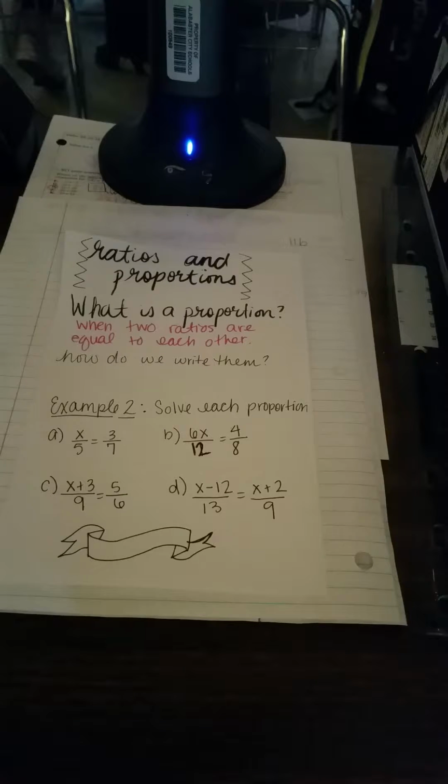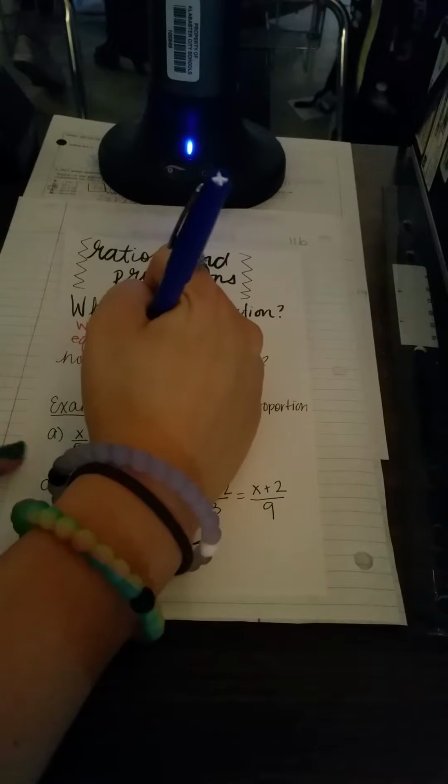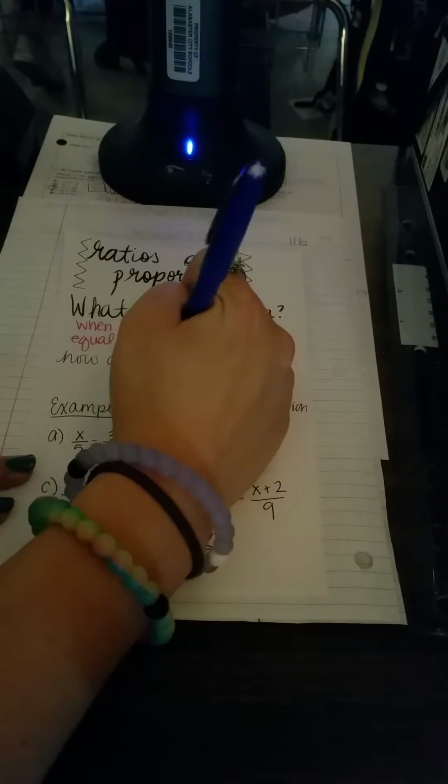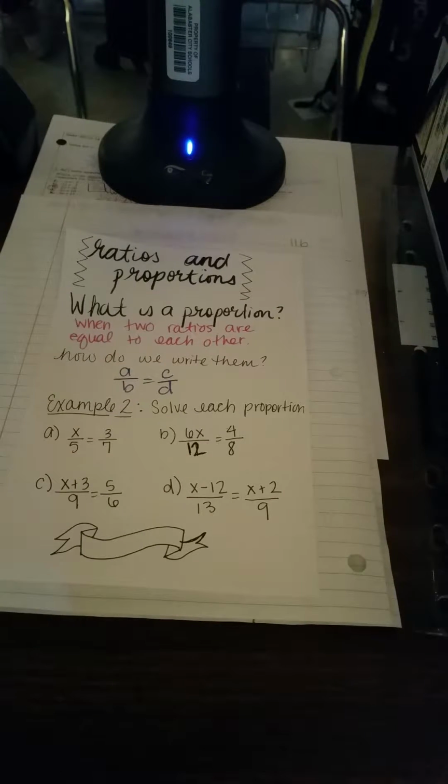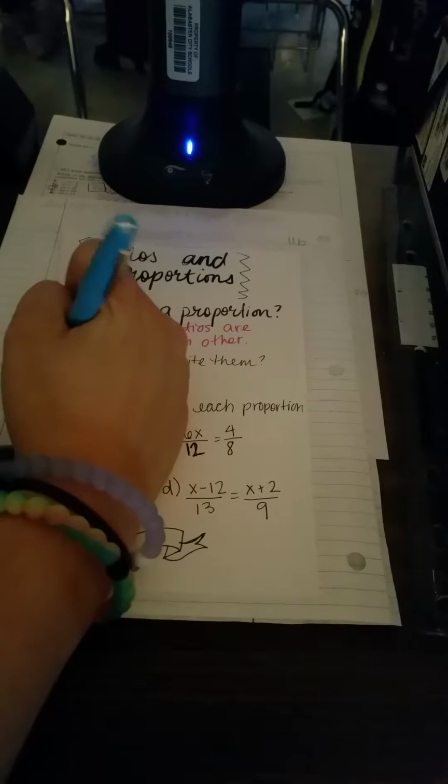Fraction form. So if we have two fractions, A divided by B and C divided by D, and we set them equal to each other, that's a proportion. It's magic. We solve these the same exact way we just compared our ratios to see if they are equal. All you do is cross multiply.